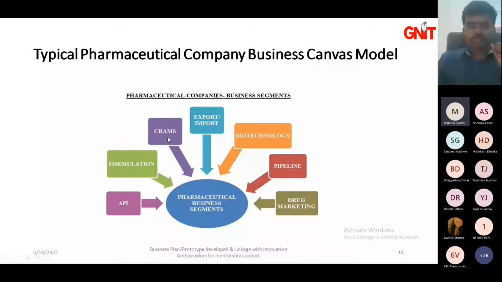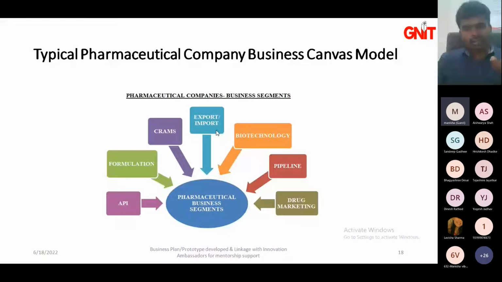Next comes research and manufacture. Whether it can be formed like a medicine, you have to do the research and you have to do the manufacture. For those things you have to go for export and import.